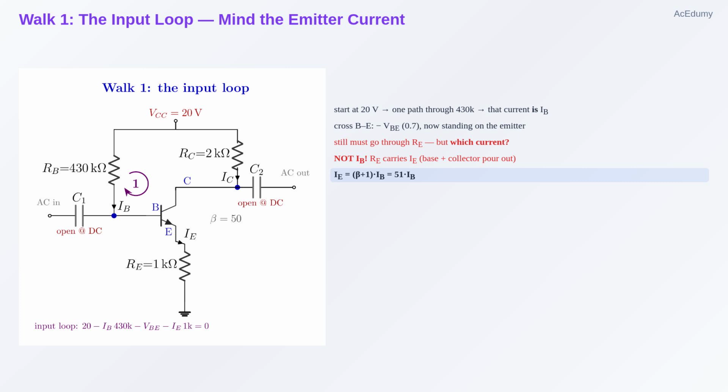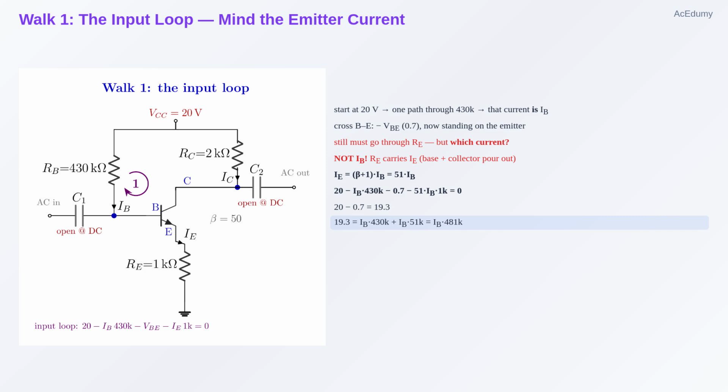And we already know the relationship. I sub E equals beta plus 1 times I sub B. That is 51 times I sub B. So the toll across R sub E is minus 51 I sub B times 1K. Now we reach ground, 0. The full walk reads 20 minus I sub B times 430K minus 0.7 minus 51 I sub B times 1K equals 0. One unknown, I sub B, exactly what we wanted.